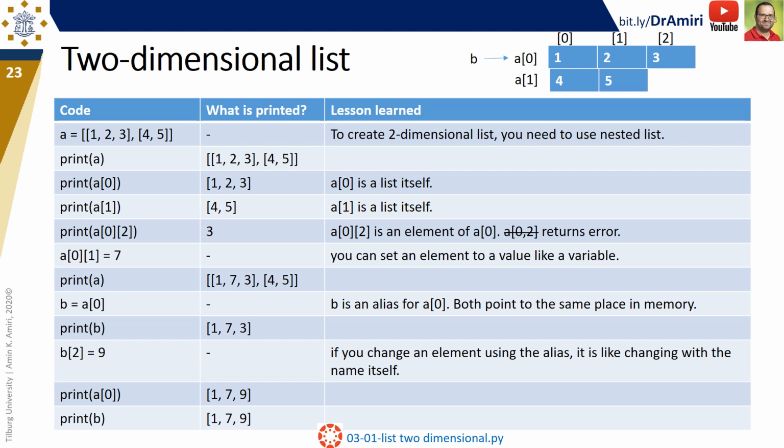Note that if you try to use b equal to a0, you are not going to create a new copy of a0. You are going to give an alias for a0, which is b. So if you try to change b now by saying b[2] equals 9, you are going to change a as well.